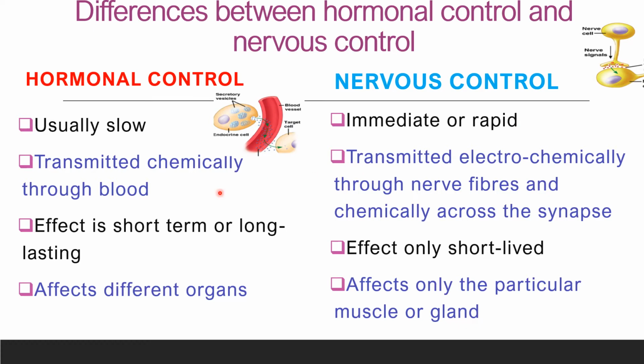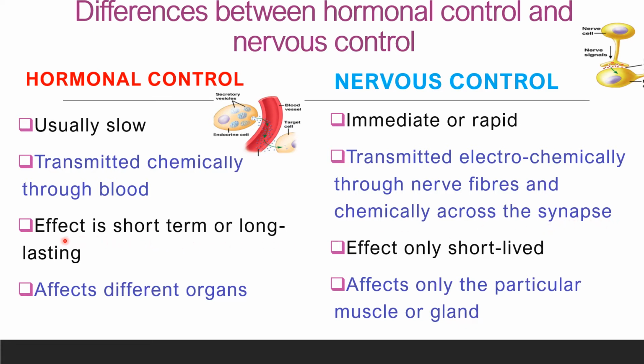Second point, transmission. In hormonal control, hormones are transmitted chemically through blood. Here you can see hormones transmitted chemically through blood. This is a blood vessel that will transmit them. But in the case of nervous control, impulses are transmitted electrochemically through nerve fibers and chemically across the synapse.